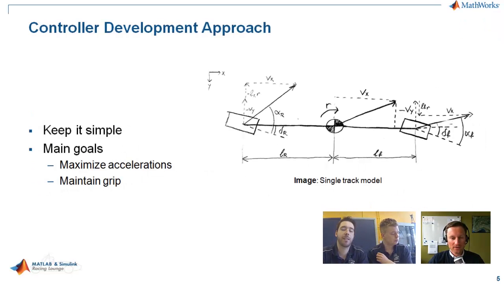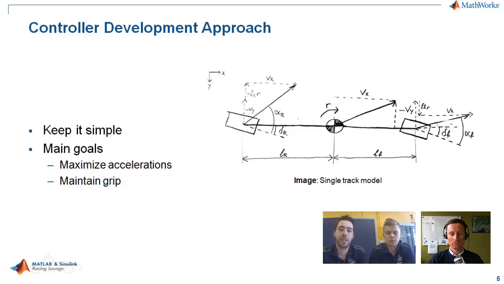So let me first tell you something about the way we developed the controller. Our main approach here was to keep it as simple as possible. Instead of having one very big integrated control system, we split it up into main functions. For instance, we want to maximize the accelerations, and for this we have torque vectoring control, which spreads the torque over all 4 wheels. We want to maintain grip, for which we have slip ratio control.